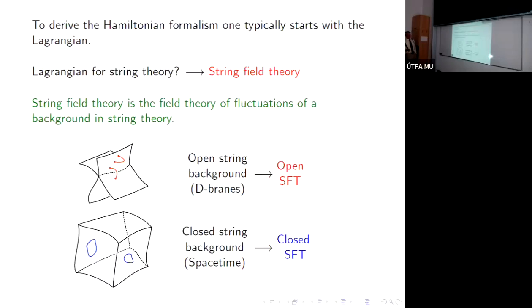There are basically two types of string field theories. You have an open string background, representing some configuration of D-branes in some background spacetime. Then the fluctuations of these D-branes are governed by open string field theory. And if you are talking about a closed string background, that's basically spacetime itself, then the fluctuations of the closed string background are described by closed string field theory.